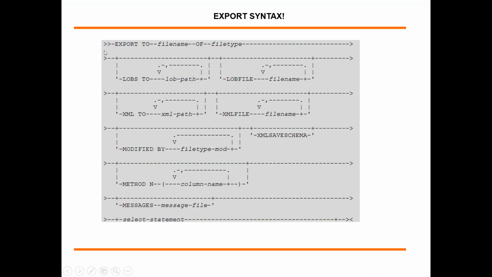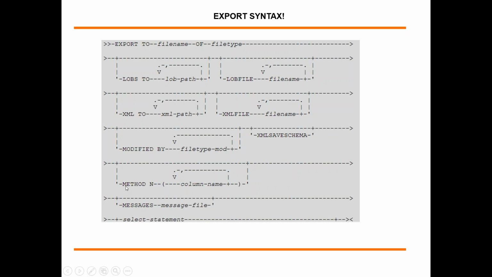Now let's look at what the export syntax is. We have used export without looking at the syntax, but now let's look at it. Export to file name of file type. If we have LOBs, we have to take special attention, right? LOB file we just learned, the file name. Similarly, db2 can also store XML data type. XML is a non-structured XML file. Modified by. We also looked at messages and select statement.